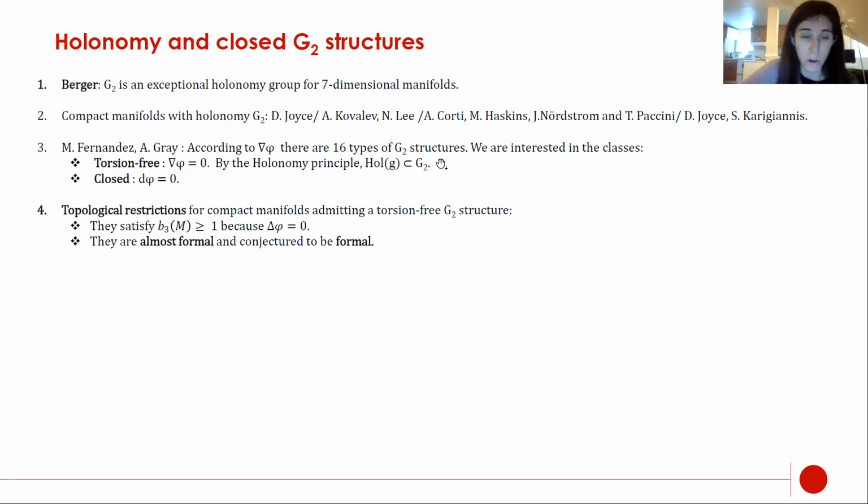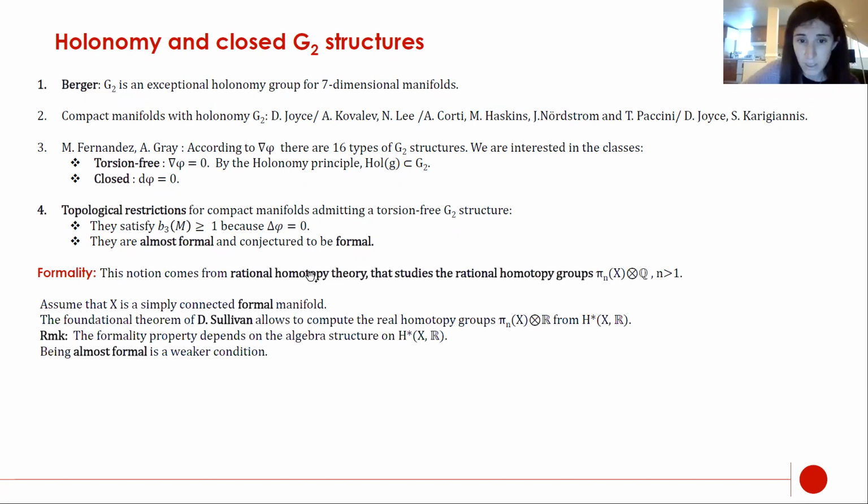And there are topological restrictions for compact manifolds having a torsion-free G2 structure. The first one is that the third Betti number is positive, because the three-form, being parallel, is closed and co-closed, so it determines a cohomology class. And in addition, they should be formal. But let me explain a little bit about formality.